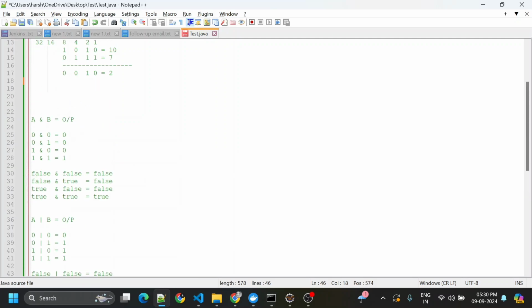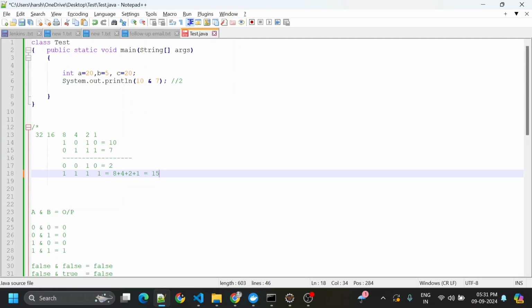So now tell me what will happen here. Okay, so what will be the answer here? 1 or 0 will be 1, right? Then 0 or 1 is 1, right? Then again 1 or 1 is 1, right? Then we have 0 or 1 is 1, right? And what will be the place values? So it will be 8 plus 4 plus 2 plus 1, which is 15, right?